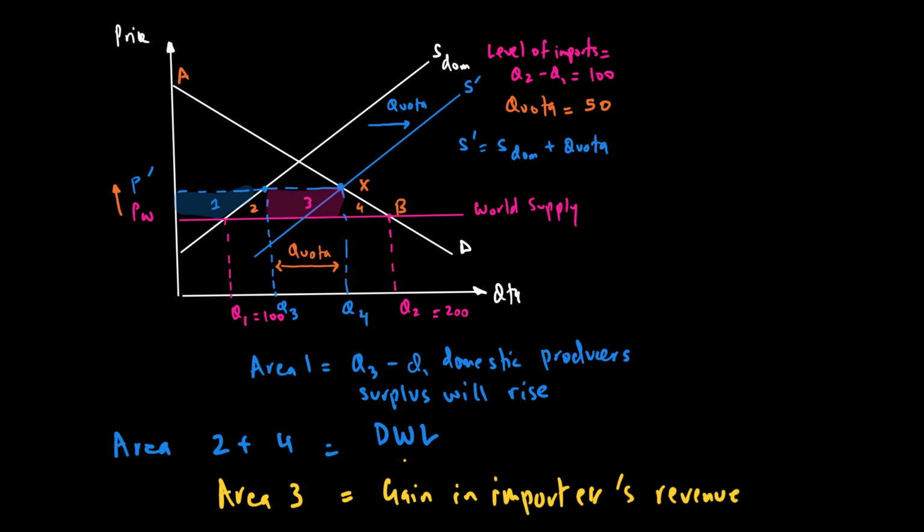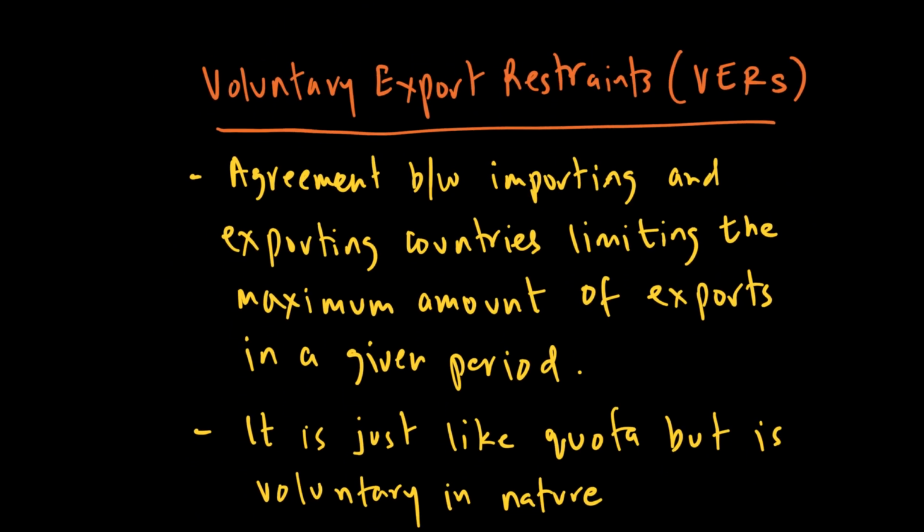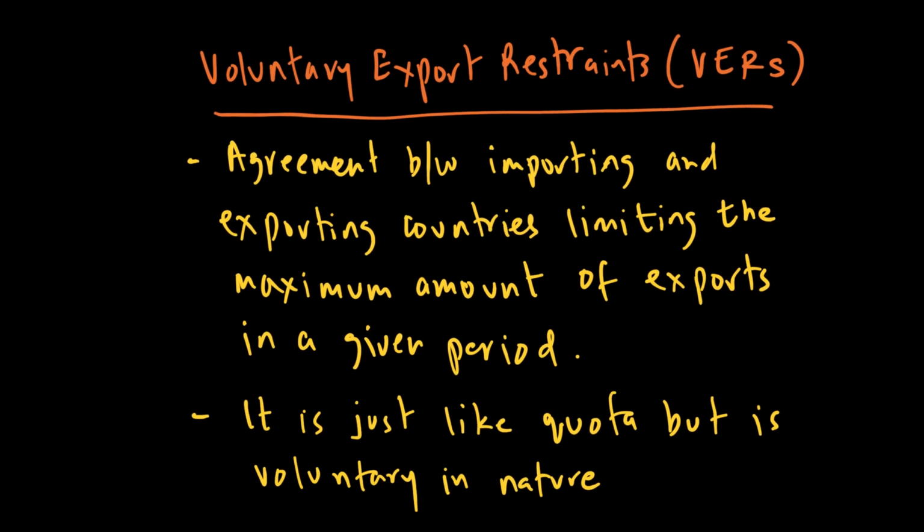The next thing we want to discuss is called voluntary export restraints. Voluntary export restraints are simply agreements between importing and exporting countries which limit the maximum amount of exports in a given period. So it is just like a quota, but it's voluntary in nature. Let's say country A and country B have good terms with each other. So rather than putting a quota which simply limits the imports, they can discuss it and say, I don't want you to import so many cars. How about you import 150 cars rather than 300?